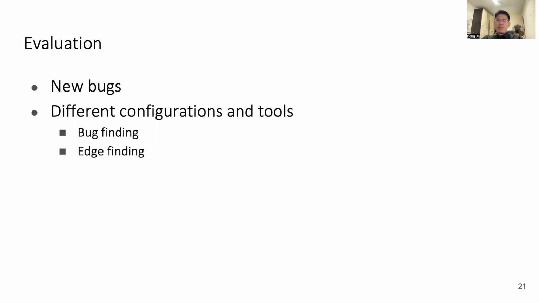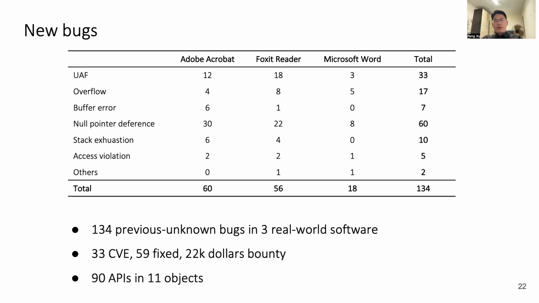Then I'm going to talk about Cooper's evaluation. We apply Cooper to real-world programs to find bugs, and we compare the capabilities of bug finding and edge finding in different configurations and tools. We apply Cooper to 3 real-world programs: Adobe Acrobat, FoxReader, and Microsoft Word. In 4 months, we found a total of 134 previously unknown bugs, got 33 CVE numbers, and 59 bugs have been fixed. We were awarded a total of $22,000 bounty. All these vulnerabilities are related to 90 APIs in 11 objects.